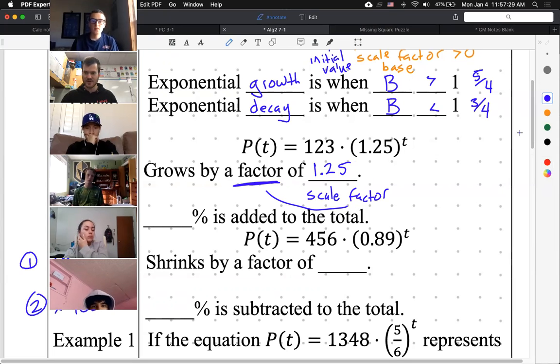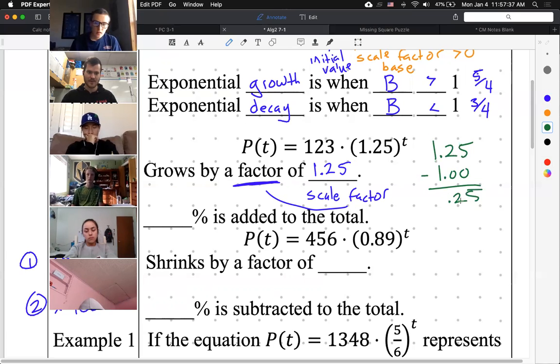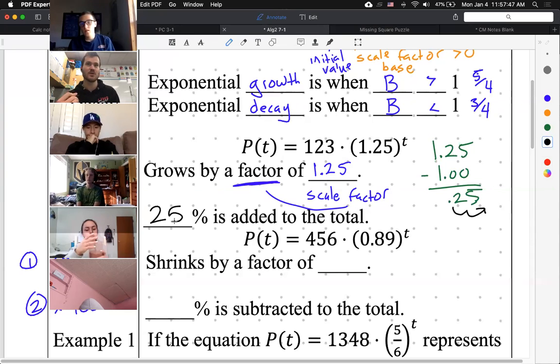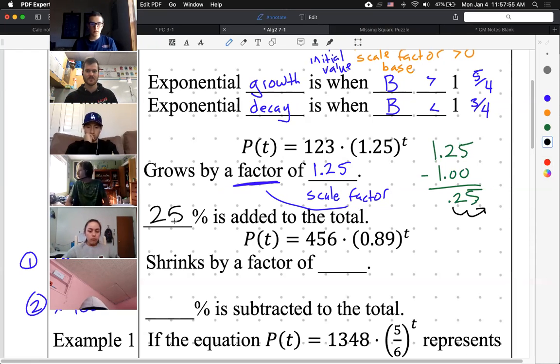So I have 1.25. Here's my math off to the side. 1.25 minus 1 is 0.25. And then I multiply it by 100, which means I move the decimal place 1, 2 to the right, and my percent is 25. So the scale factor of 1.25 is synonymous. It means the same thing as 25% added to the total. They're the same way of saying the same thing.